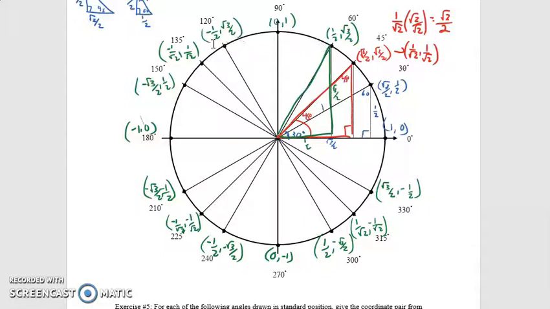Same points, just one being negative. Same as 150, 30 degrees from the x-axis, 30 degrees from the x-axis. Same points, just one being negative.